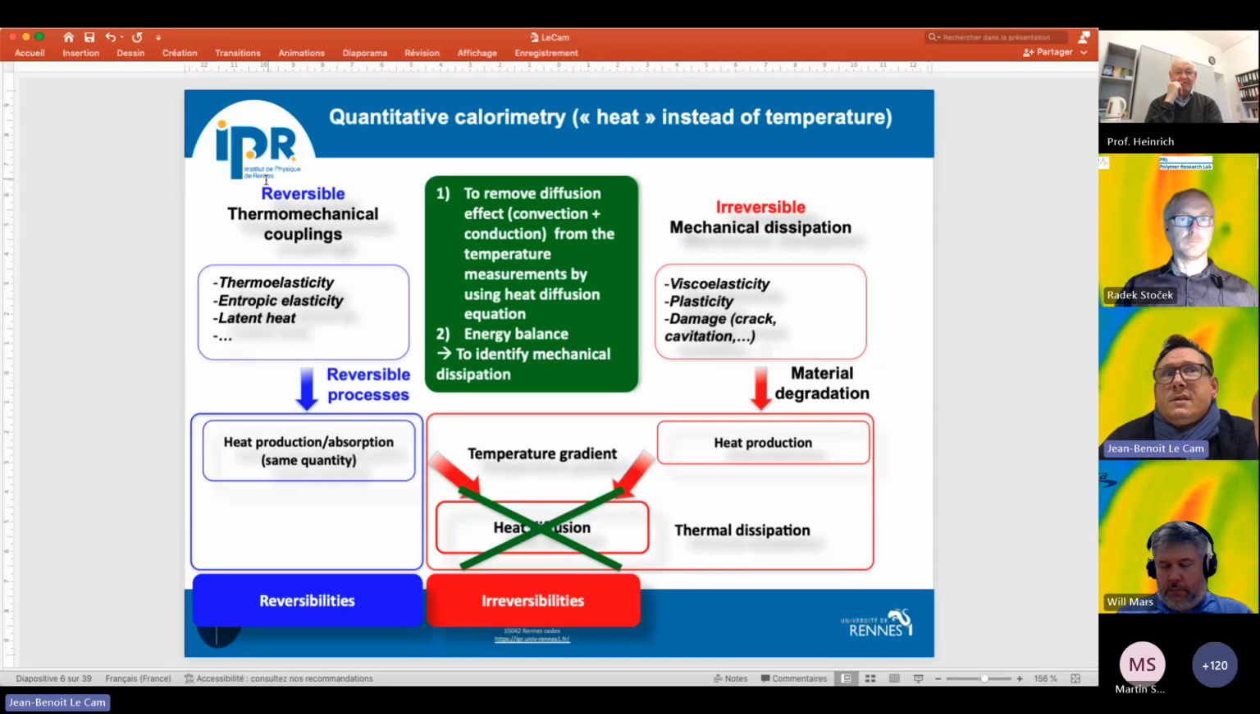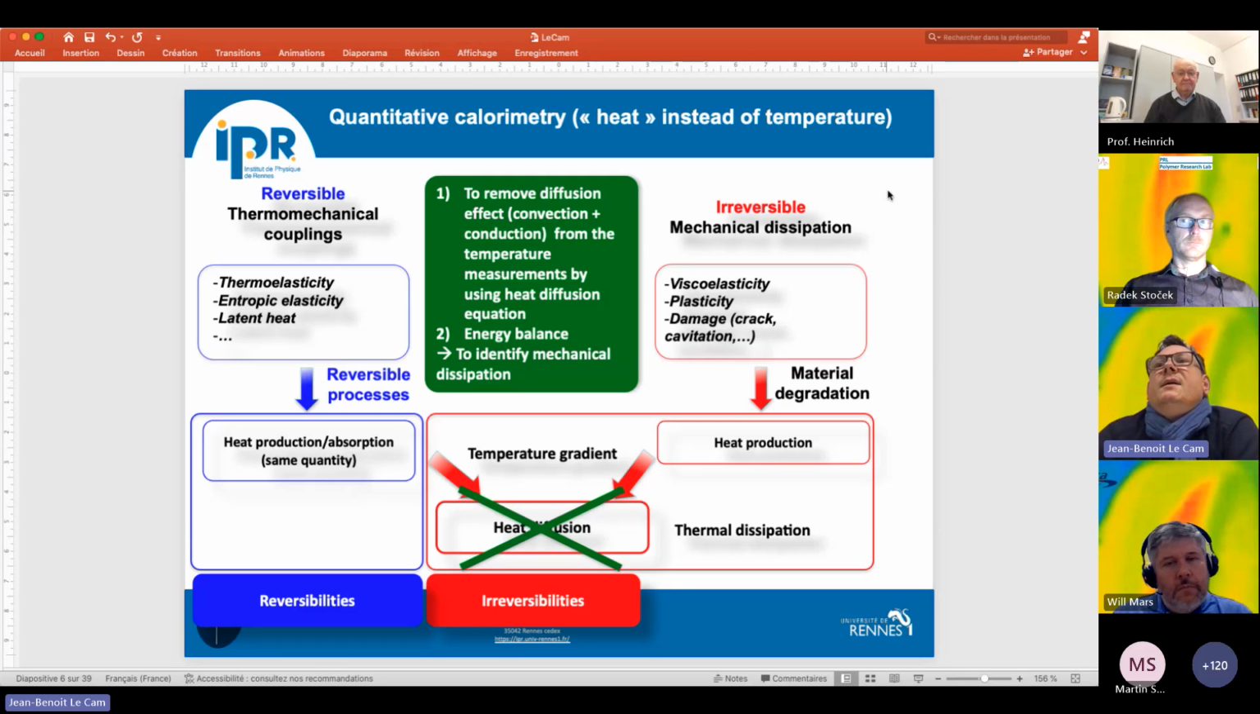During the deformation processes, you have reversible processes due to the thermomechanical couplings: thermoelasticity, entropic elasticity, latent heat, etc. You have irreversible processes that produce mechanical dissipation: viscosity, plasticity, damage. The reversible processes lead to heat production and heat absorption, which is the same quantity, and the irreversible processes lead to material degradation and heat production. Both reversible and irreversible processes lead to temperature gradients, and if you have a temperature gradient, you have heat diffusion, so thermal dissipation.